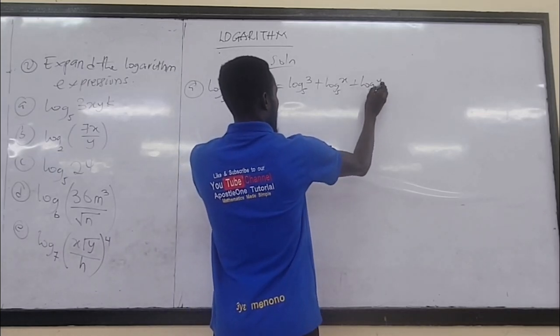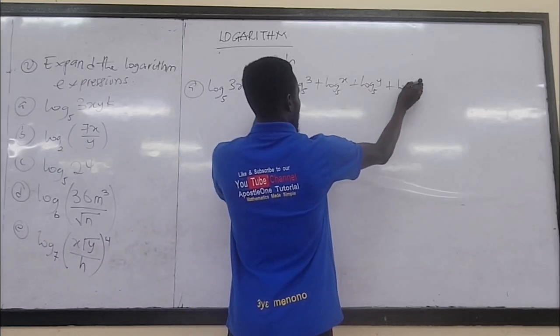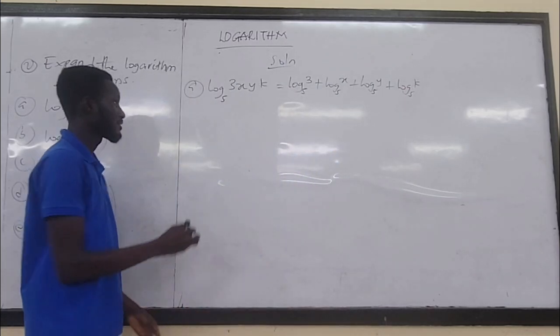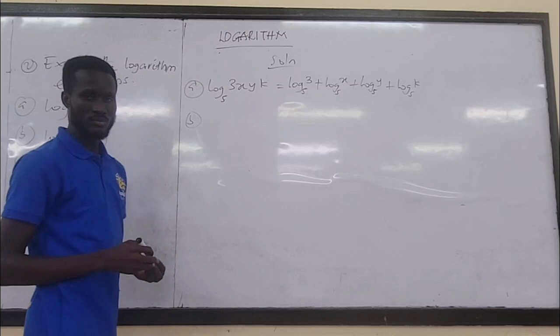So log of y base 5 plus k log of the k base 5. Very simple like that. We are done. Now let's go to the b.